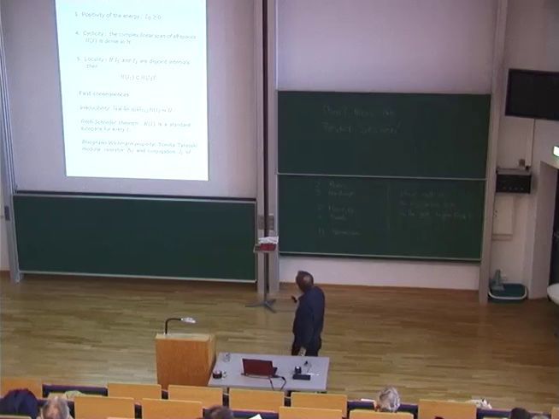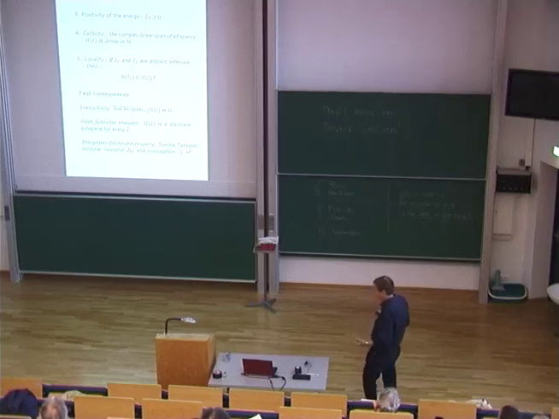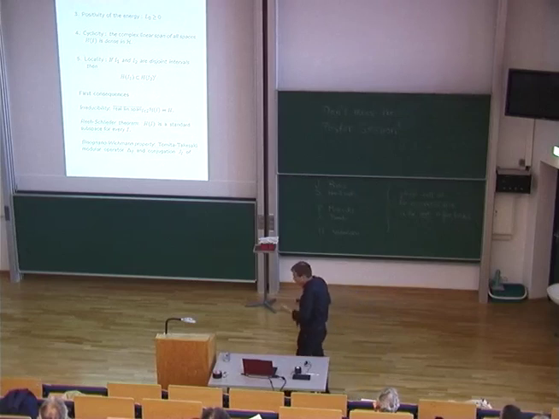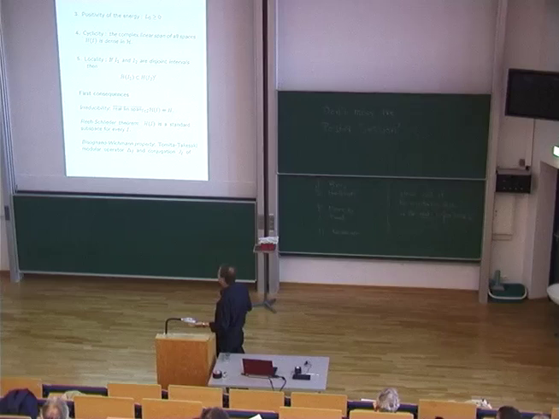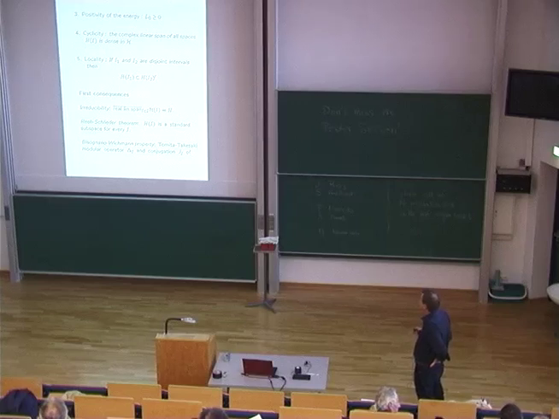And then we assume positivity of the energy, so this representation should have a positive generator. Cyclicity means the complex linear span of all standard subspaces is dense. And locality means that if you take disjoint intervals, the real space of one is contained in the symplectic complement of the other. Then from this you get quite soon the first consequence.